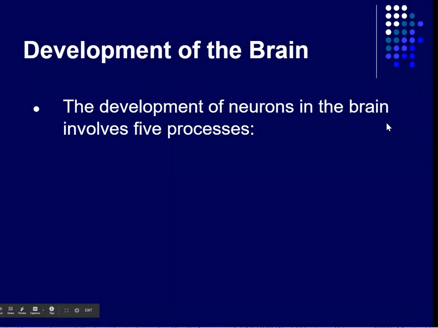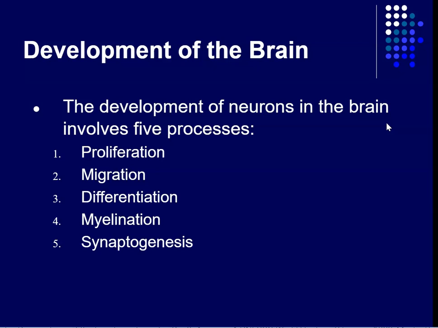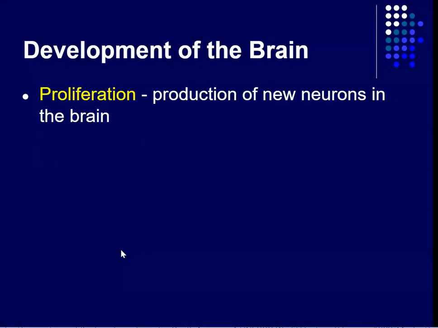There are 5 steps that all the neurons in the brain go through: proliferation, migration, differentiation, myelination, and synaptogenesis. Now, in reality, there are a few neurons that don't undergo migration, but almost all of them do, and certainly all of them undergo the other 4 steps. Let's address each one in turn.